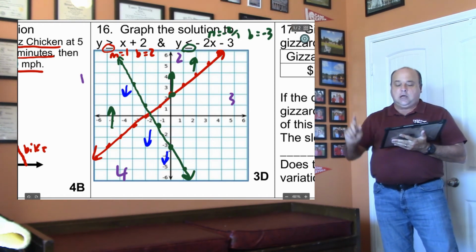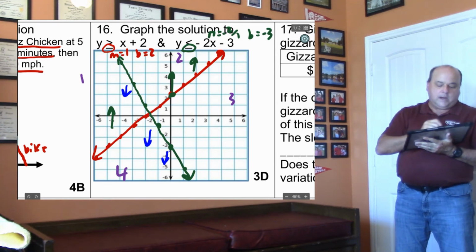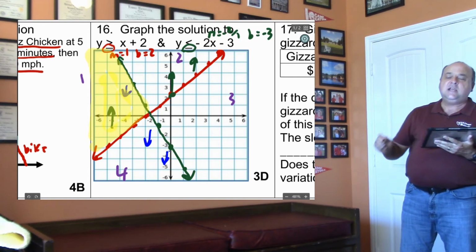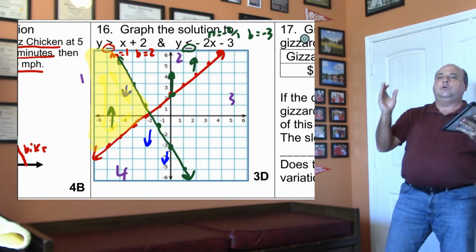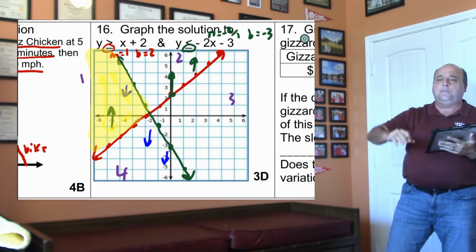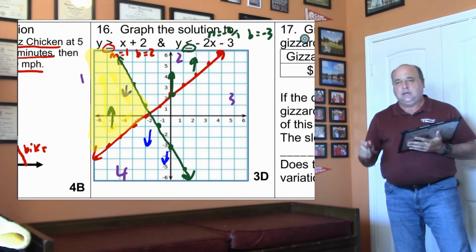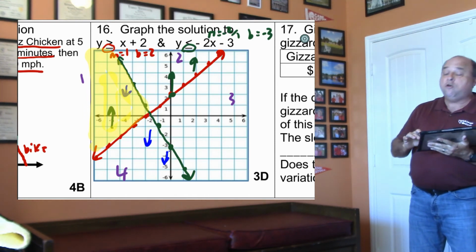So if I shade up on the red line and down on the green line, this part right here, part 1, will be the double shaded part. Okay? Pretty easy stuff. So basically, you graph two lines, you figure out if you shade up or down, then figure out which one of those 4 parts is shaded. That's basically what you're going to do in class today.